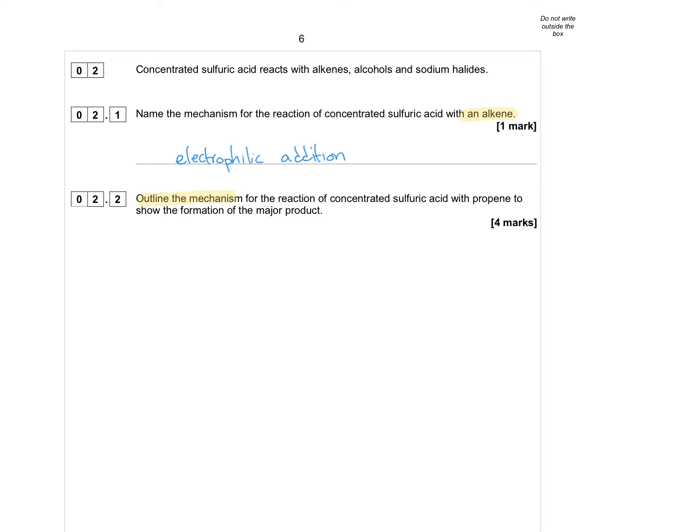Then it says to outline the mechanism, so draw it out. Doesn't matter that we're using conc sulfuric acid with propene, it's going to be the same standard mechanism you've learned for electrophilic addition. The difficult bit is remembering the formula for concentrated sulfuric acid and making sure you know how to draw that displayed formula. So it's definitely worth learning what sulfuric acid looks like. It's come up on a few questions before.